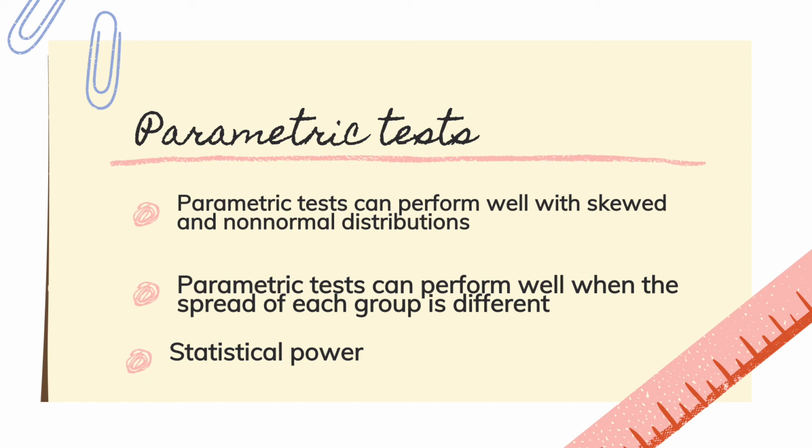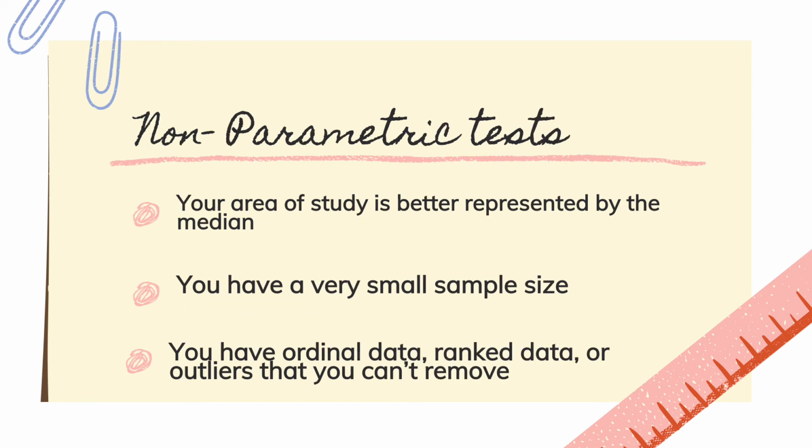The third reason for using parametric tests is the statistical power. Parametric tests usually have more statistical power than non-parametric tests. Thus, we are more likely to detect a significant effect when one truly exists using parametric tests. On the other hand, non-parametric tests are used for the following reasons.